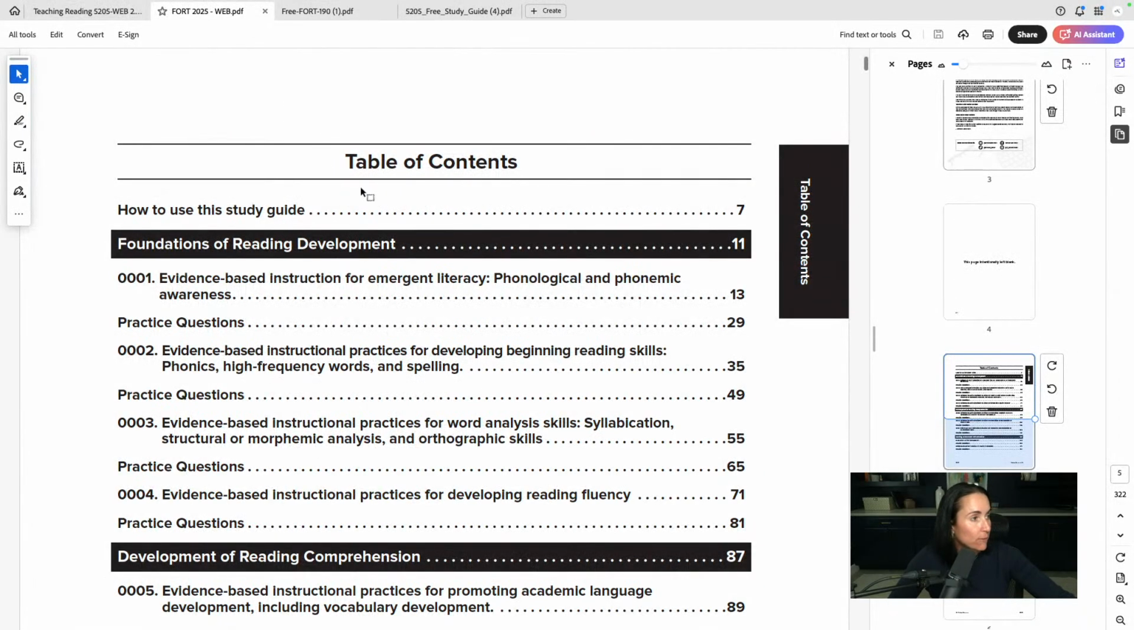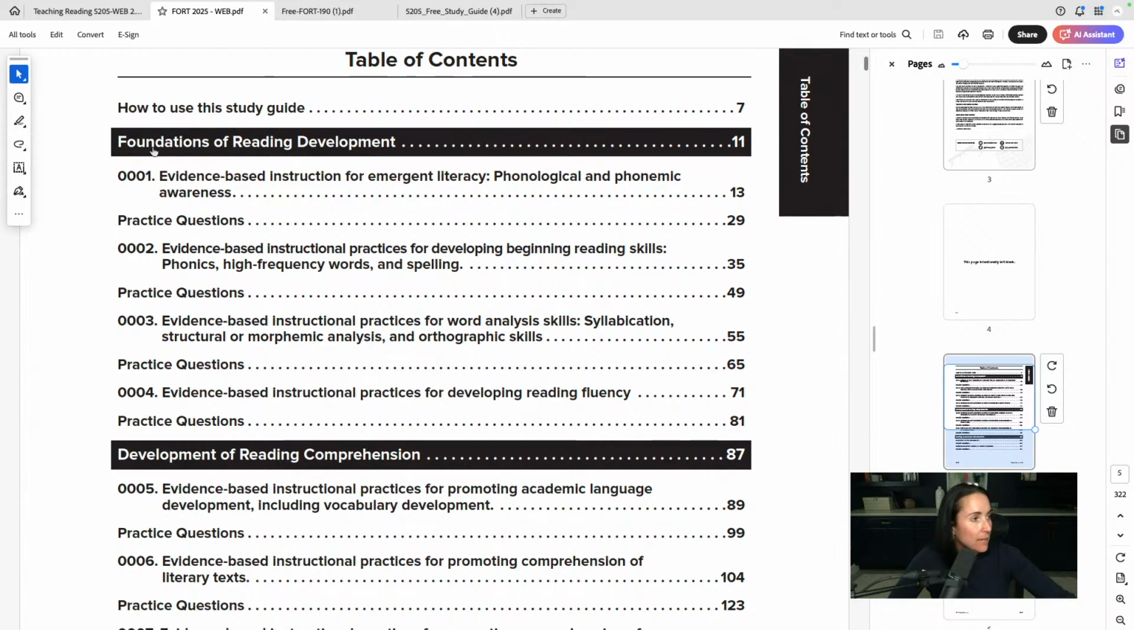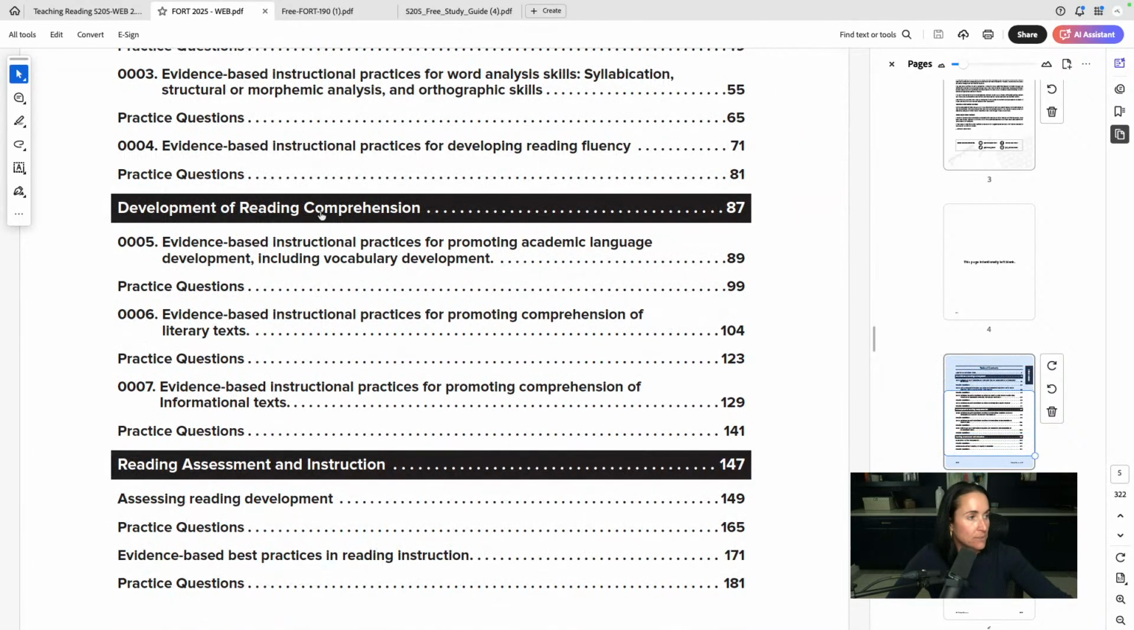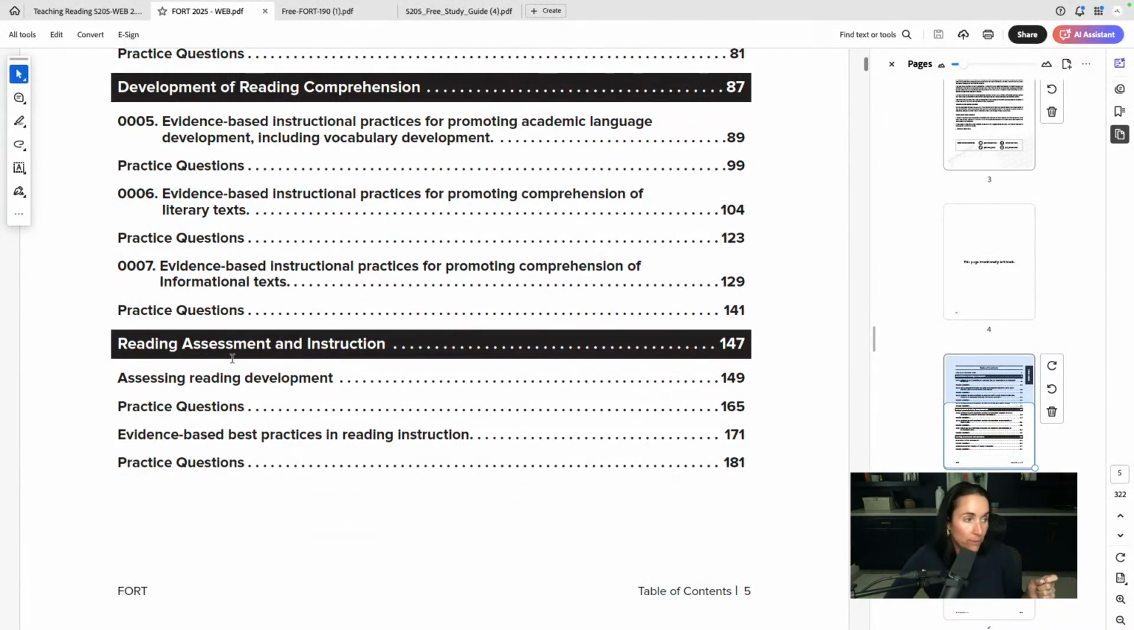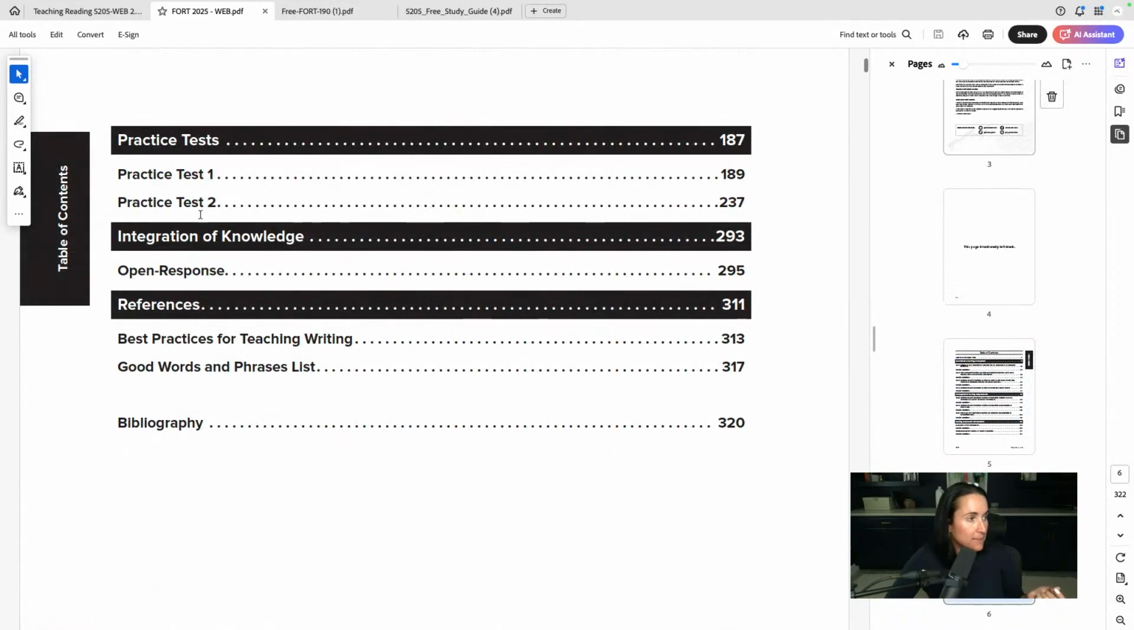The same thing goes with Foundations of Reading. They just break it up slightly differently. See how we have Foundations of Reading Development? They have phonological and phonemic awareness, then phonics, see here, then syllabication, morphology. That's part of phonics. That's smushed together in the other exam. And then fluency. Then they jump to more complex skills, meaning-based skills in terms of comprehension. And that's going to include vocabulary. So they kind of stick vocabulary under comprehension. Then, of course, reading assessment, just like the teaching reading test. And then I have the same thing. We have 2 practice tests, open response, and, of course, good words list.